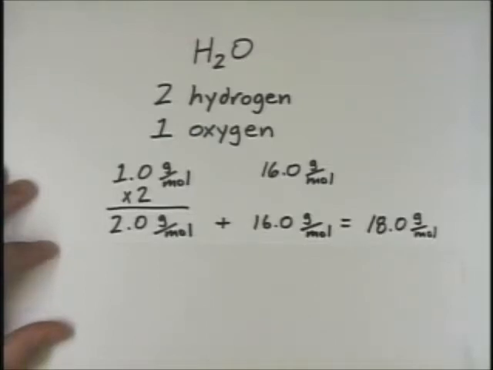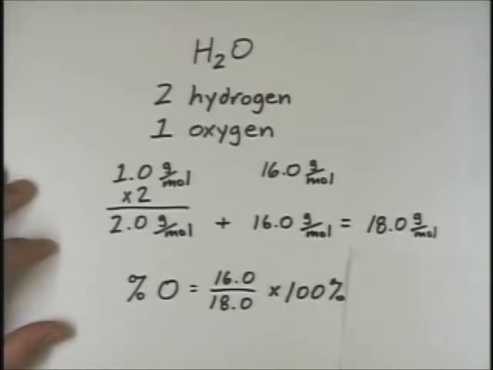Now, to find the percentage of oxygen in water, we take the part that is oxygen, 16.0, and divide by the total mass of 18.0, and then multiply by 100%. Our final answer is that water is 88.9% oxygen. As you can see, now that you are experts at finding molar masses, percentage compositions are going to be easy. Let's just jot the steps into our notes.